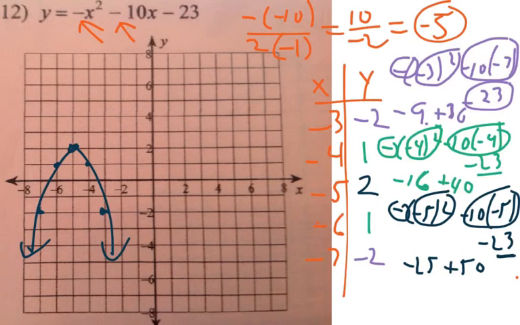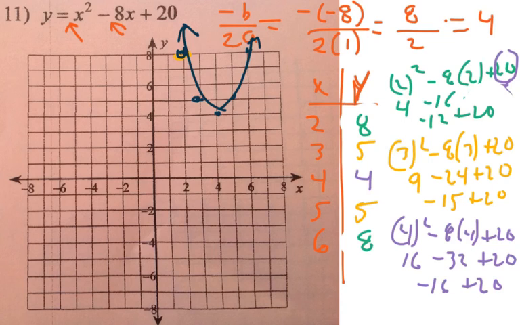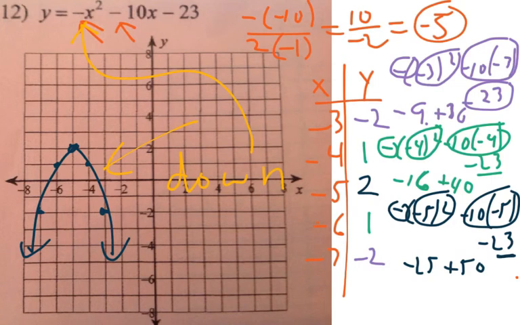The important thing I want to point out though, guys, is notice this parabola on number 12, if you look at it, is opening down. Why? Because it's a negative x squared. Whereas the first one we graphed, notice this parabola is opening up. Why? Because it's a positive x squared. Positive is up. Negative x squareds always open down.